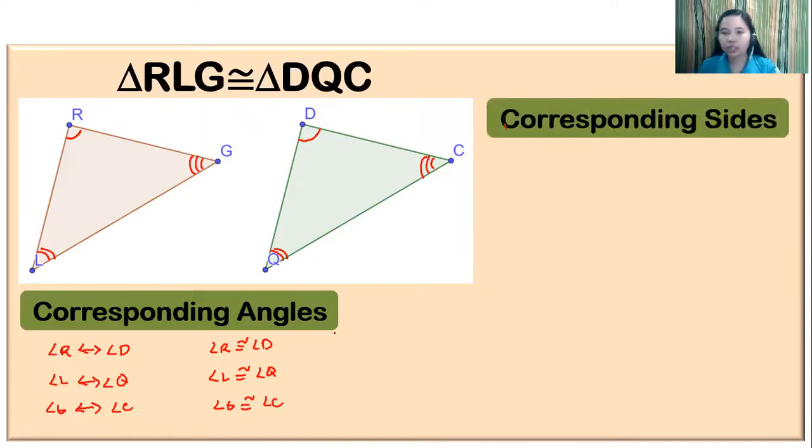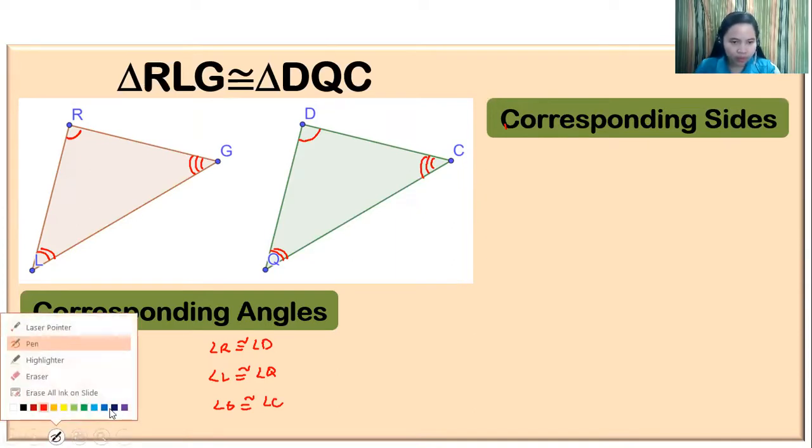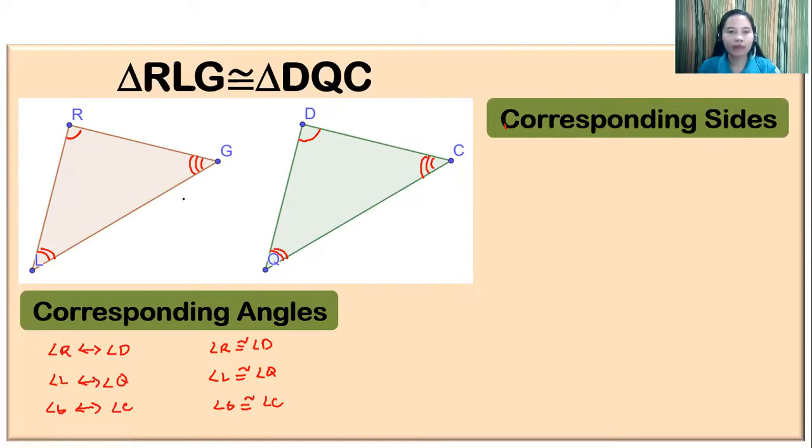How about the corresponding sides? Okay, so we are talking about the segments. Palit tayo ng color ng pen. We have segment RL corresponds to segment DQ. And then we have segment RG corresponds to segment DC. Then we can also have segment LG.